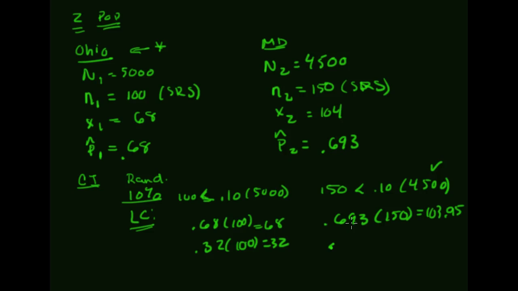Let's see, I don't know what that is off the top of my head. Let's try to figure that one out. That's 0.307 times 150, which works out to be 46.05. So all four of the large count conditions are met. They're all bigger than 10. So what I do is I have to create a confidence interval. So we'll look at how we do that.